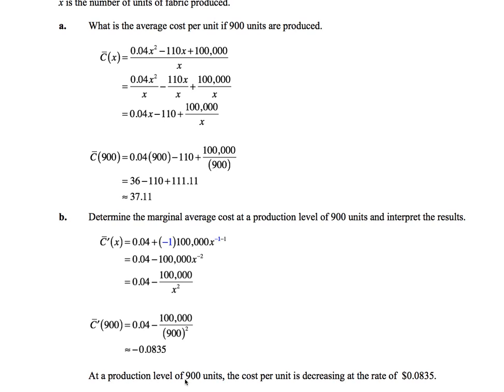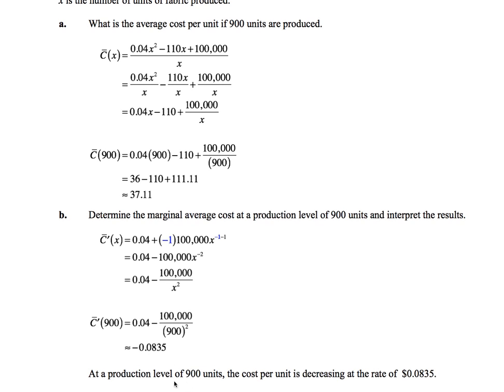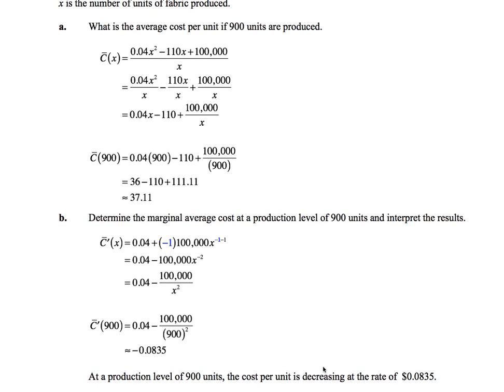And so at a production level of 900 units, what this rate and this negative means is that the cost per unit is decreasing at the rate of $0.0835, or that would be 8.35 cents. So the cost per unit is decreasing because we have a negative. Now notice that I wrote this as a positive because the negative is built into the word decreasing.